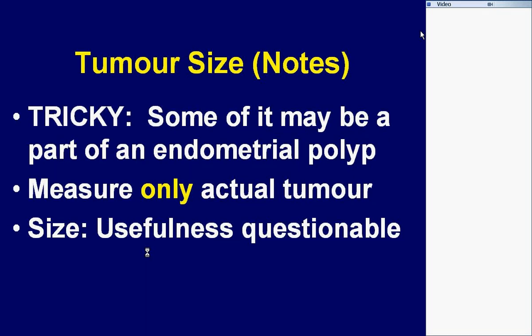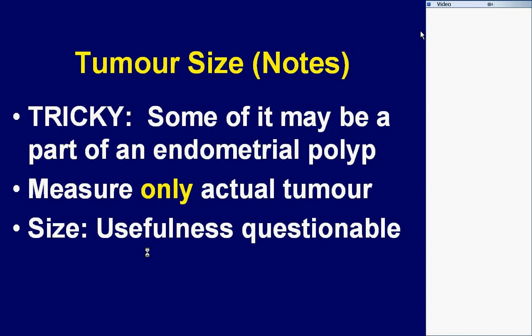The caveat in the tumor size is that it's actually quite tricky, because when you open the uterus and you see a lesion, sometimes it may be an endometrial polyp, and the tumor which is arising within the polyp may be quite small. And actually, you're supposed to only measure the actual tumor, so you may have to go and revise your description once you see that. Secondly, when you open the uterus, you may see some polypoid hyperplasia, which grossly looks like tumor. So you have to make those adjustments in your description towards the end.